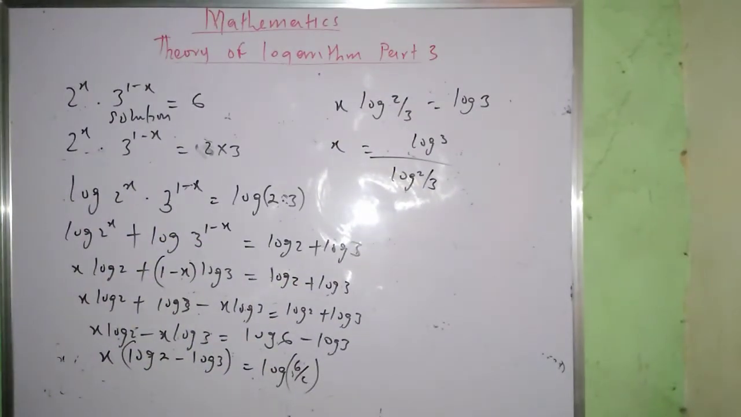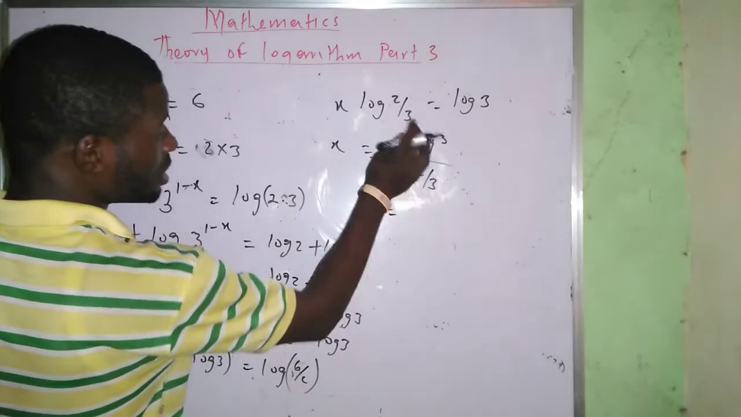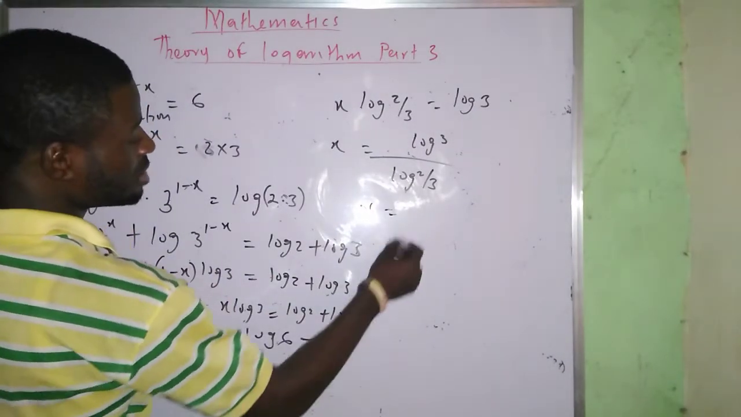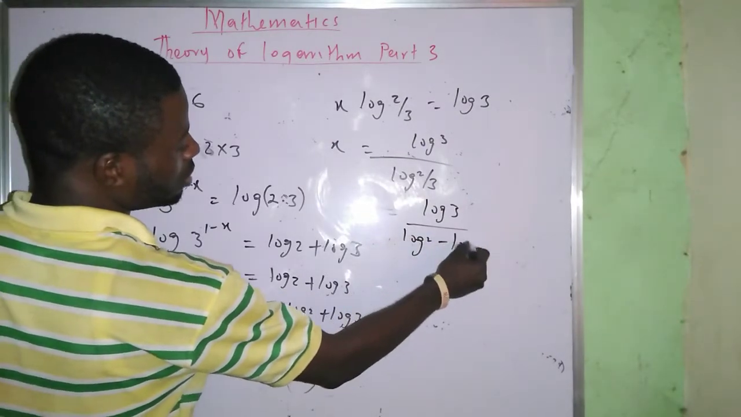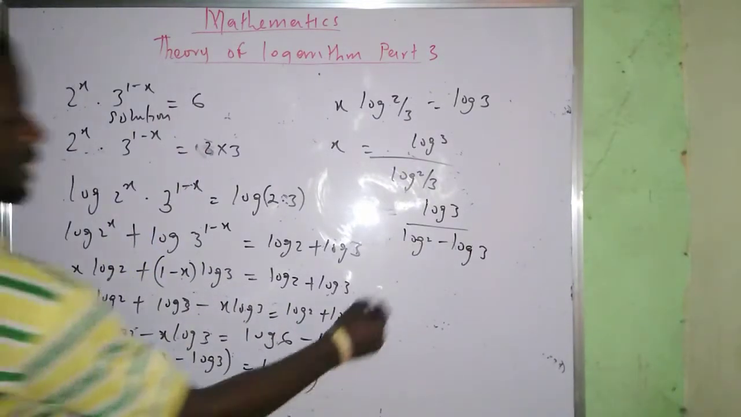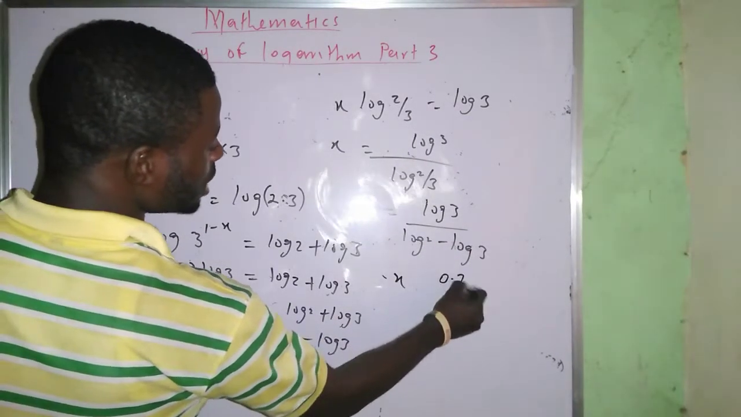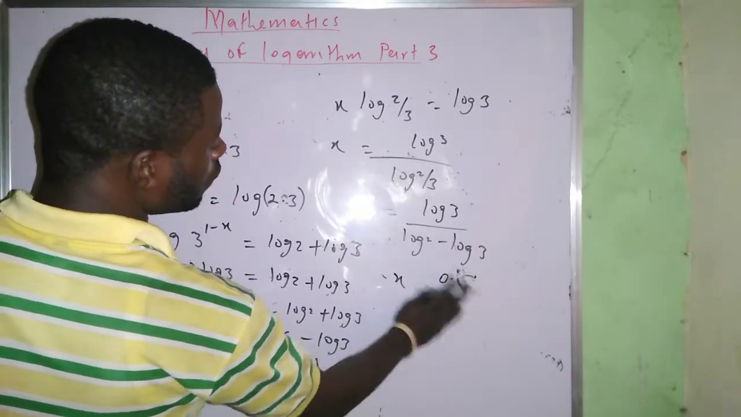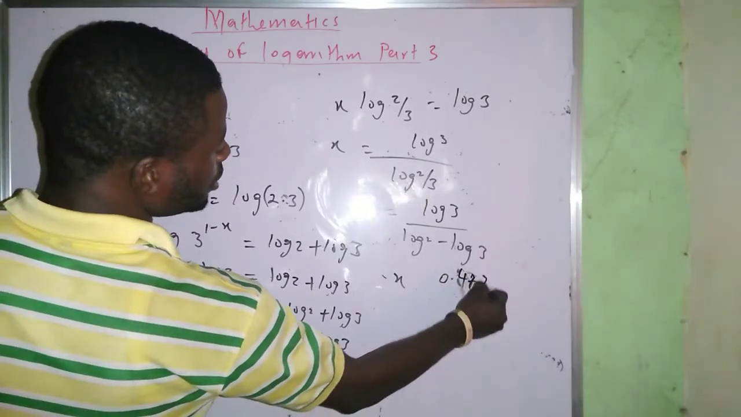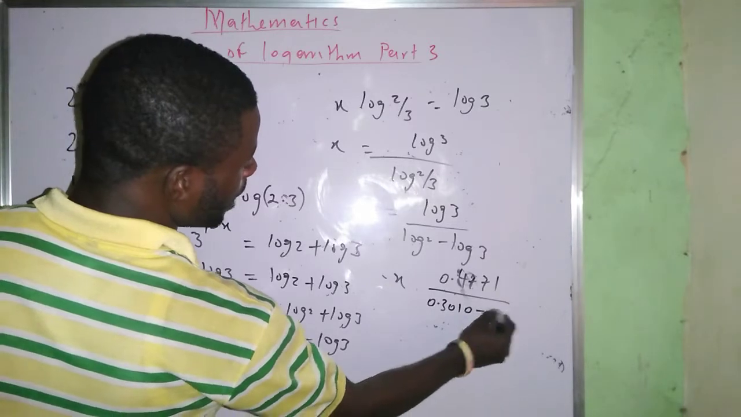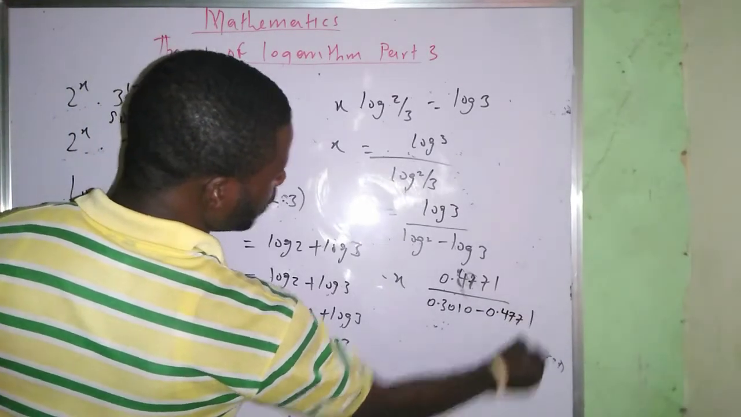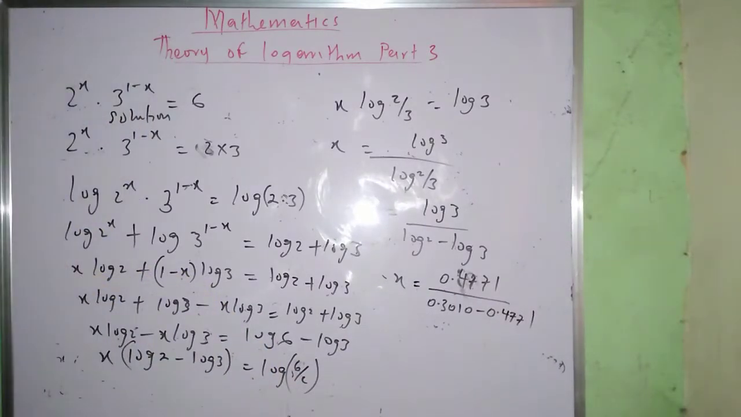Now, if I want to establish it very well, I can say that my x equals log 2 all over log 2 minus log 3. I'm using my law, so my x can now be equal to 0.3010 divided by 0.3010 minus 0.4771. Whatever you get with your calculator, that is the value of x. Now this time around, I did not use it from the beginning, I just mixed it up.